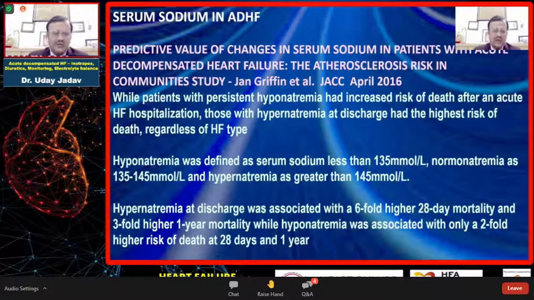One of the important papers that came up in JACC about 5 years back tells us that hypernatremia is as important as hyponatremia. In fact, hypernatremia is associated with a much higher 28-day mortality, six-fold higher as compared to hyponatremia, where it's just about two-fold at 28 days and a year. So keep this in mind, that a high sodium is also a risk factor.